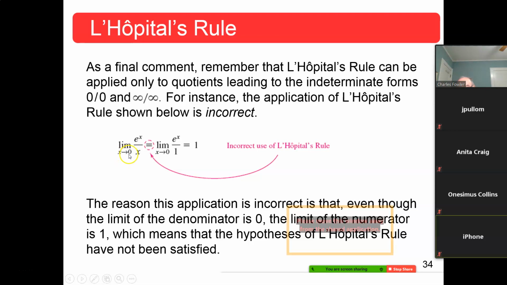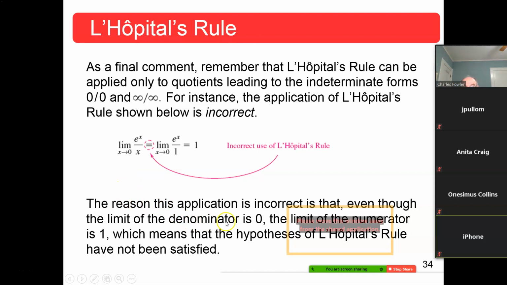As x approaches 0, e to the x is 1, x is 0. That's not an indeterminate form. That is a does not exist form. You cannot use L'Hopital's rule here. So don't even try. Okay? It has to be either 0 over 0 or infinity over infinity. A 1 over 0 does not qualify. That limit does not exist.